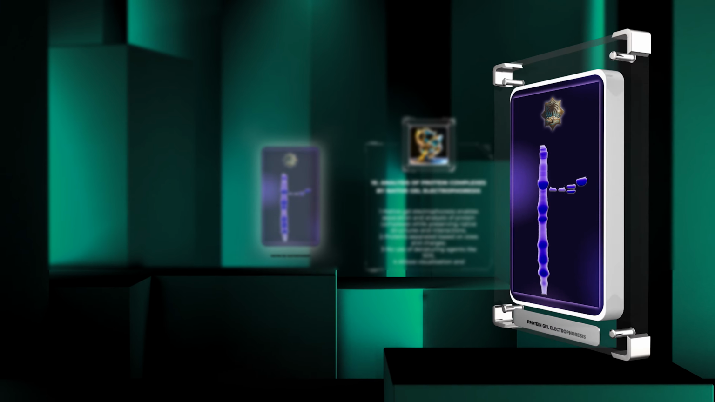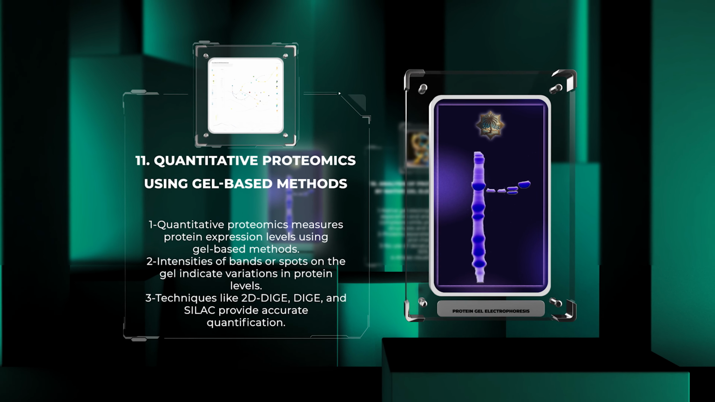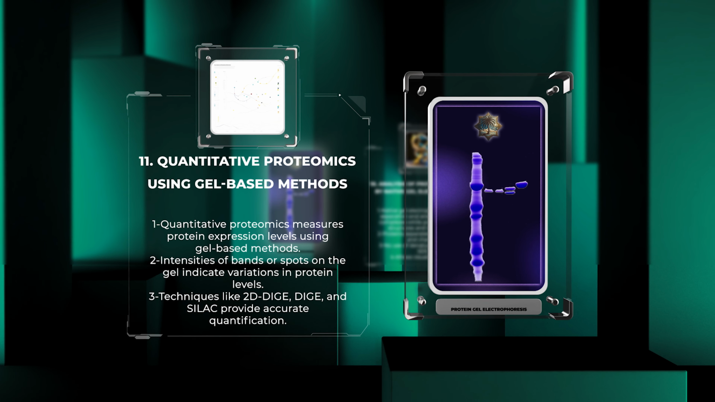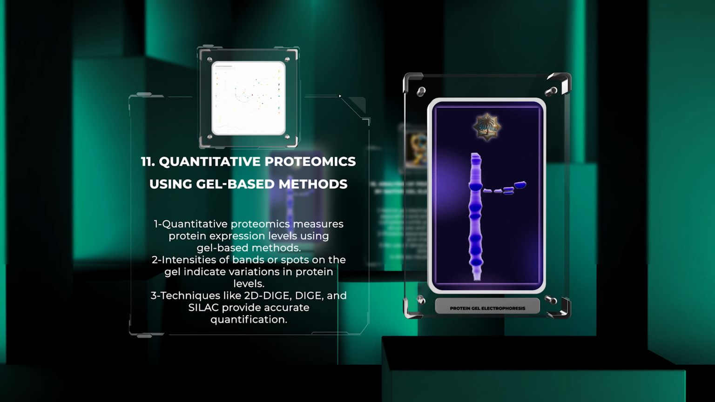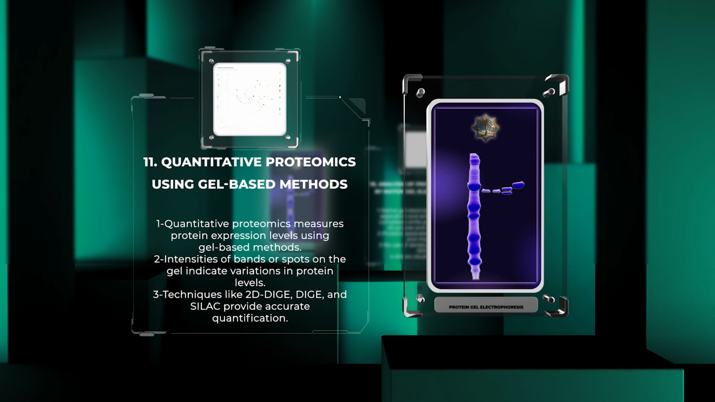molecules. Quantitative proteomics measures protein expression levels in different samples using gel-based methods like gel electrophoresis. Variations in protein levels are detected by the intensity of bands or spots on the gel. Techniques like 2D DGE and SILAC provide accurate quantification, aiding the identification of important proteins in biological processes and diseases.